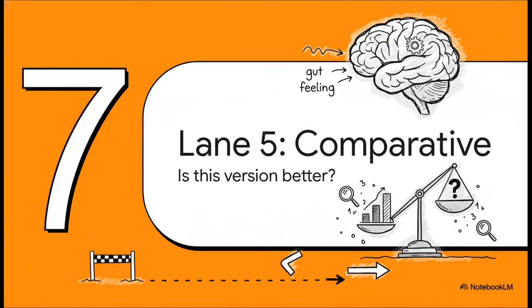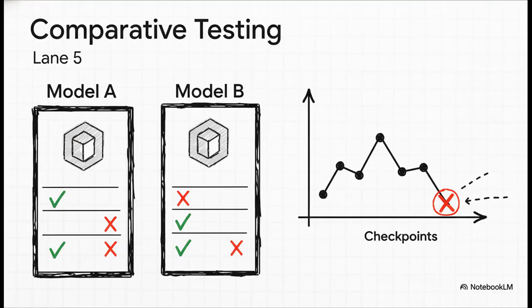Now, this lane is one of the most important, I think. So many teams make big decisions based on a gut feeling that a new version just seems better. Lane 5 is all about forcing you to be disciplined and use actual data. So here, you run these really rigorous identical tests comparing different versions side by side.